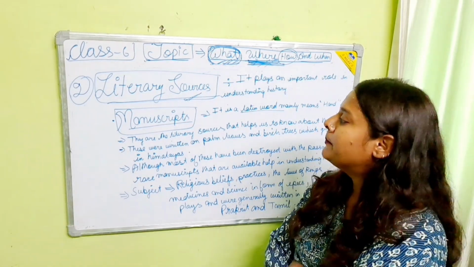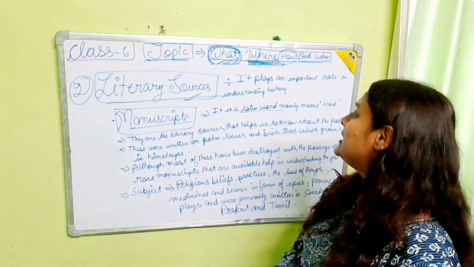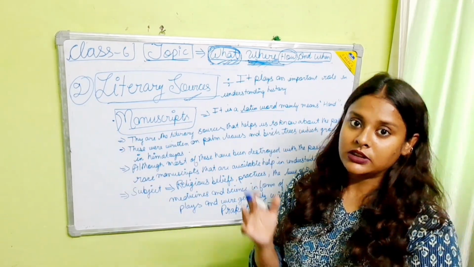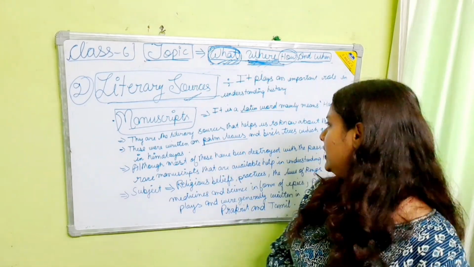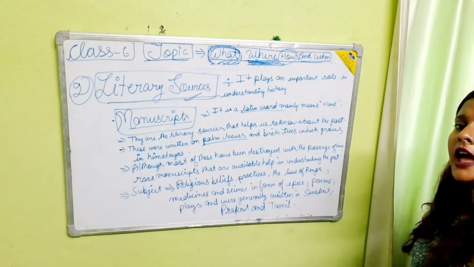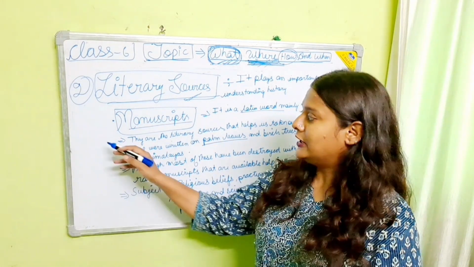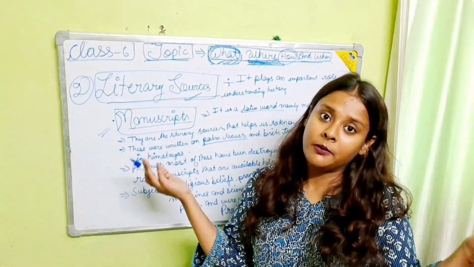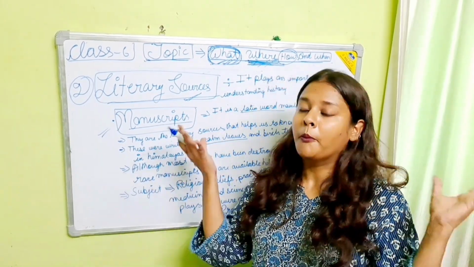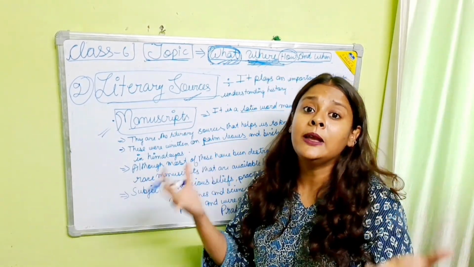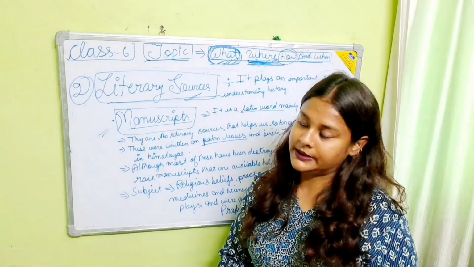Now, manuscript, it is a Latin word which literally means hands, and they were written on the palm leaves and birch tree which grows in Himalayas. Manuscripts and inscription, both of them are important, as one is an archaeological source and the other one is a literary source. Both of them tell us about the ancient history.